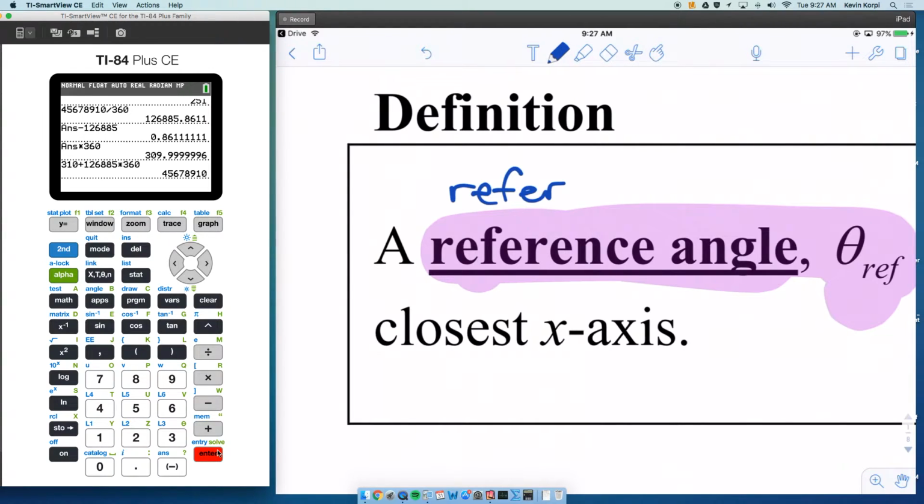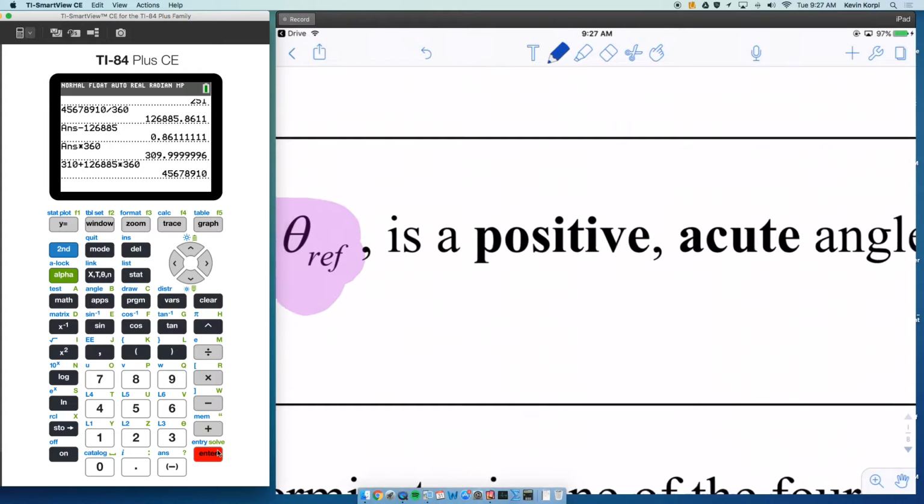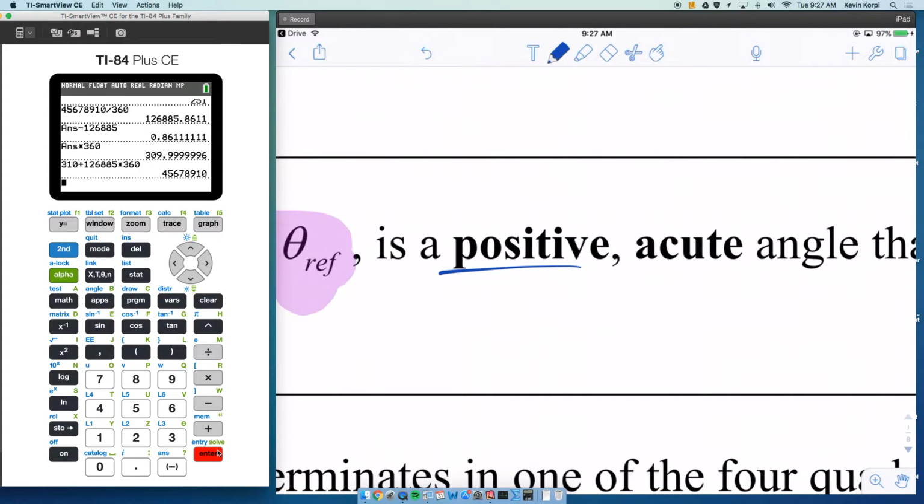What does it mean to refer to something? To go back to it? To allude to it? To point to it? Right? Yeah. A reference angle is a positive acute angle. Time out. Can a reference angle be negative? No. It has to be what type? Positive acute. True or false? A reference angle could be obtuse. No. False. It has to be what type?